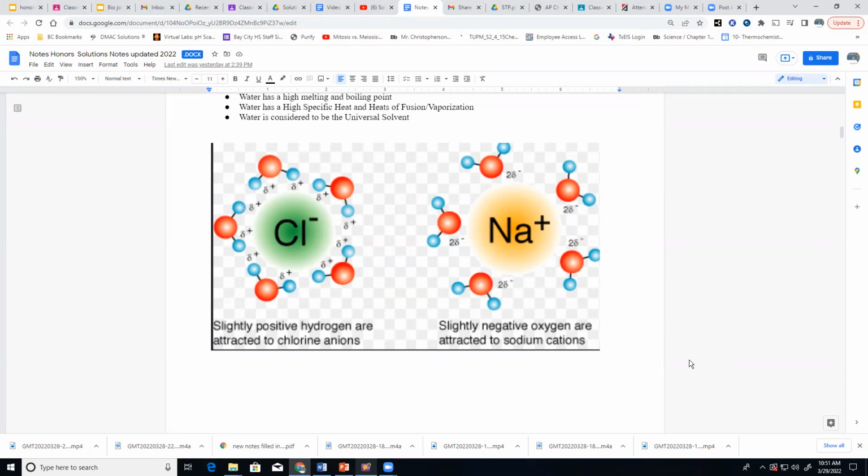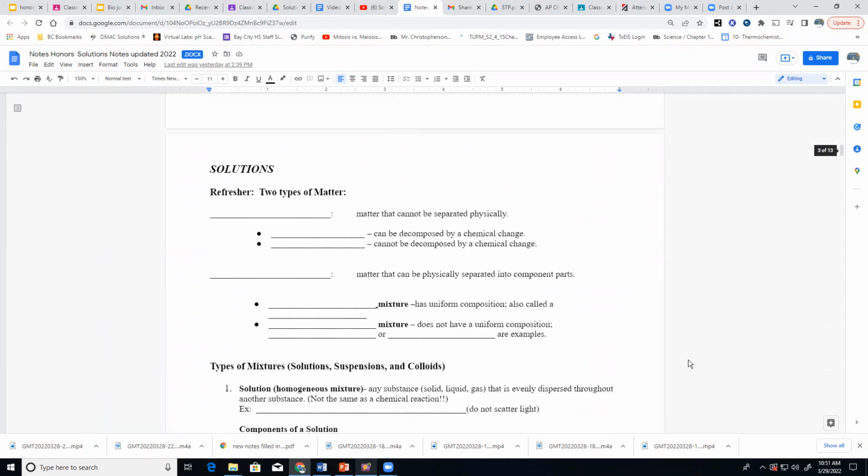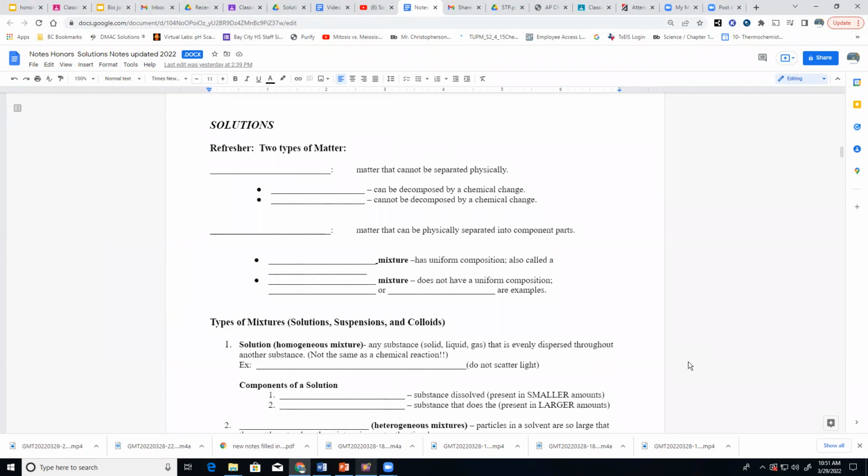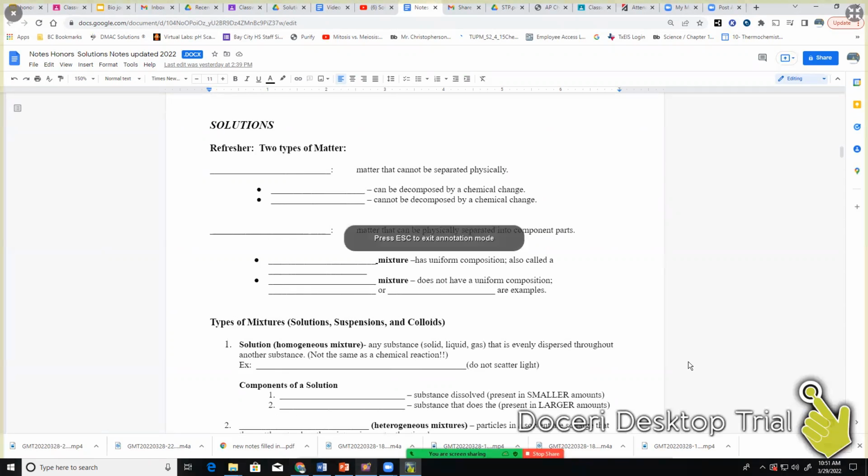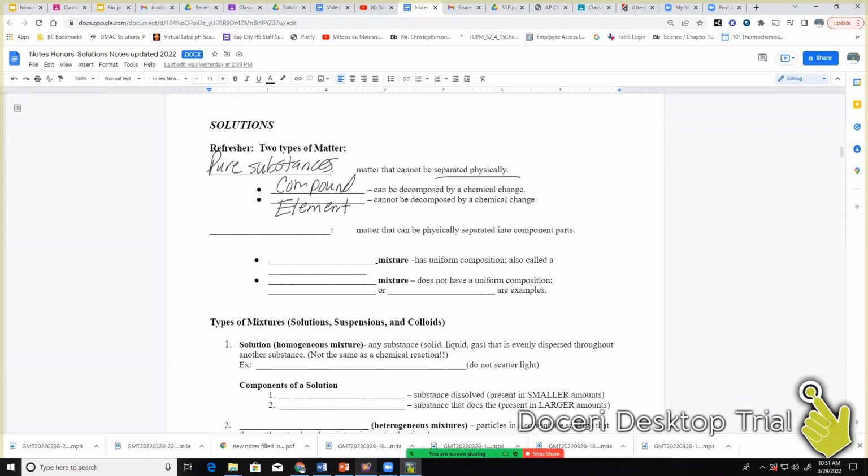All right, and we have actually had this page of notes before, this exact page of notes, so it's just really a refresher. So types of matter, so far we've been looking really the most at pure substances. And that's either going to be a compound or element. So a pure substance cannot be separated physically.